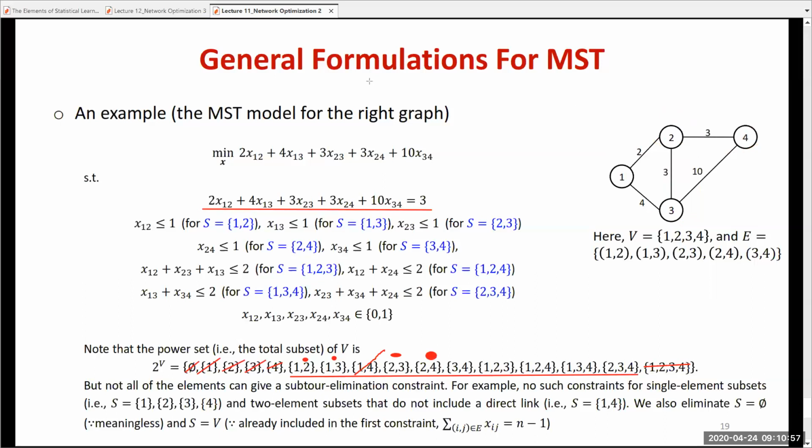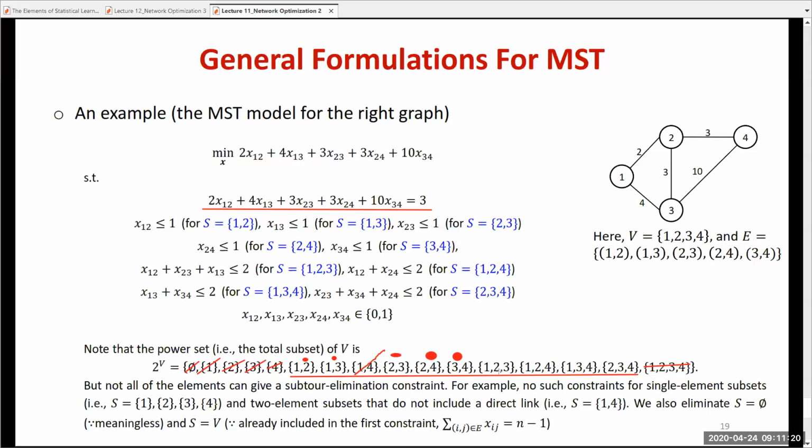Similar, right? Because for 3, 4, I have only one edge, which is x34. So I have x34 is less than or equal to 1. Okay, done. And so here we go. For all these subsets of S including 2 elements, I'm done. Then consider these subsets, including 3 elements.